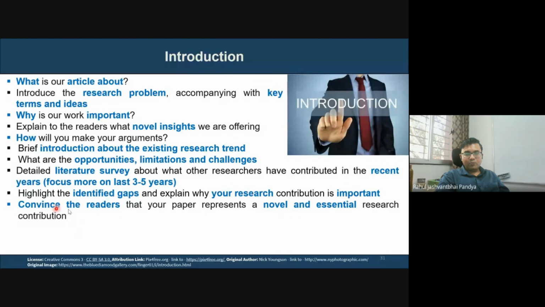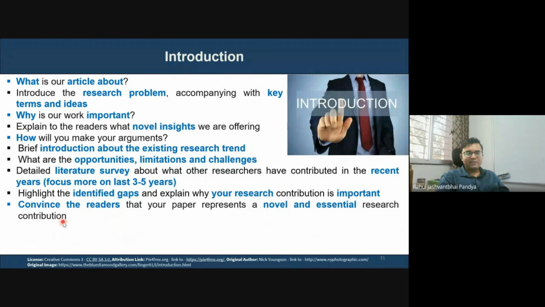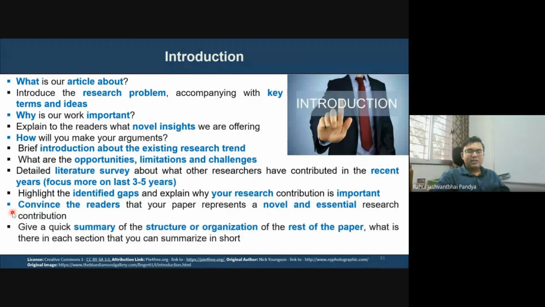If we fail to convince the readers, it's not going to go through, ever. It may go through a low quality journal, but not a high quality journal. And generally what happens is that after some point of time, we end up losing the motivation and we just push it to a low quality journal, right? So that's the trouble. So give a quick summary of the structure.